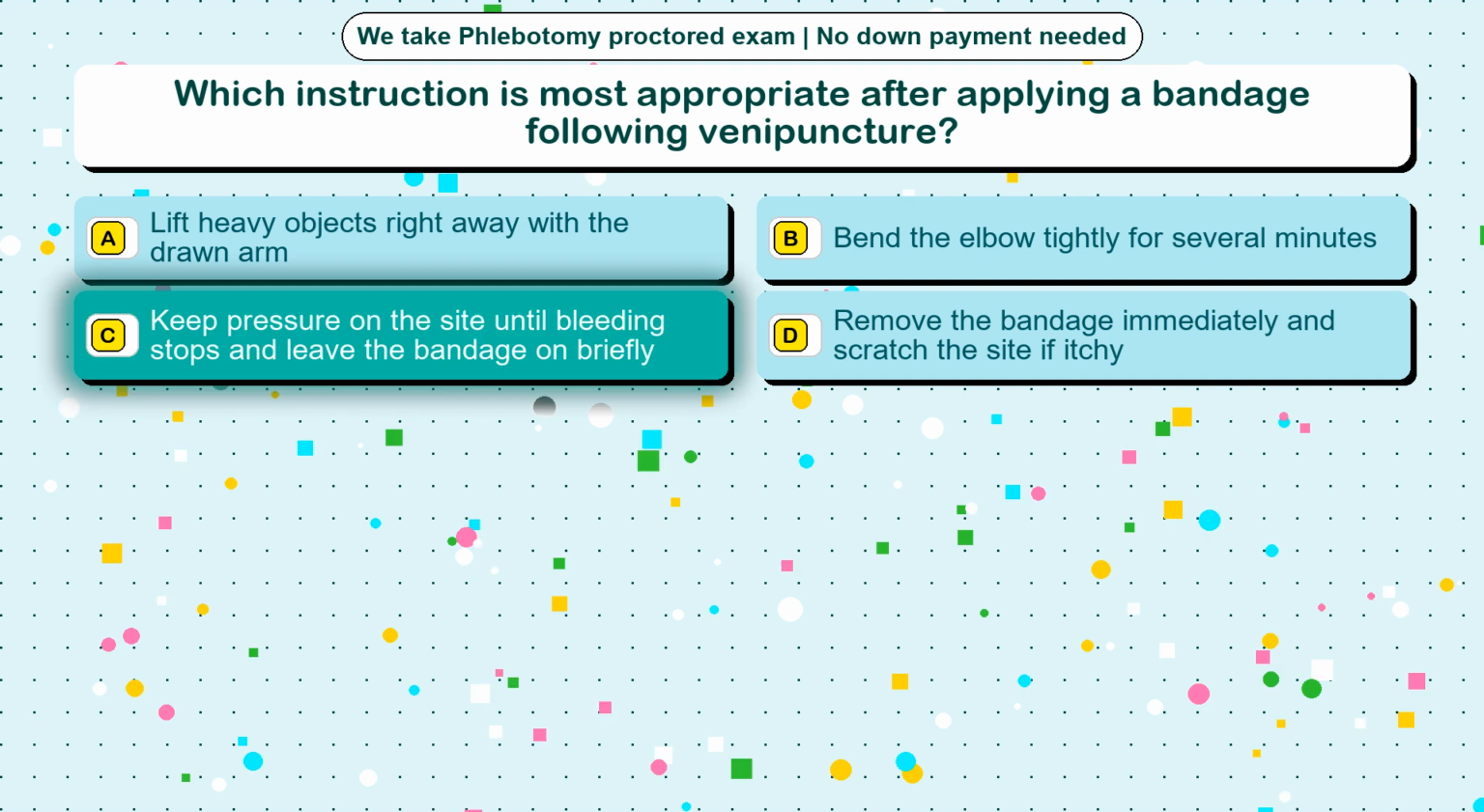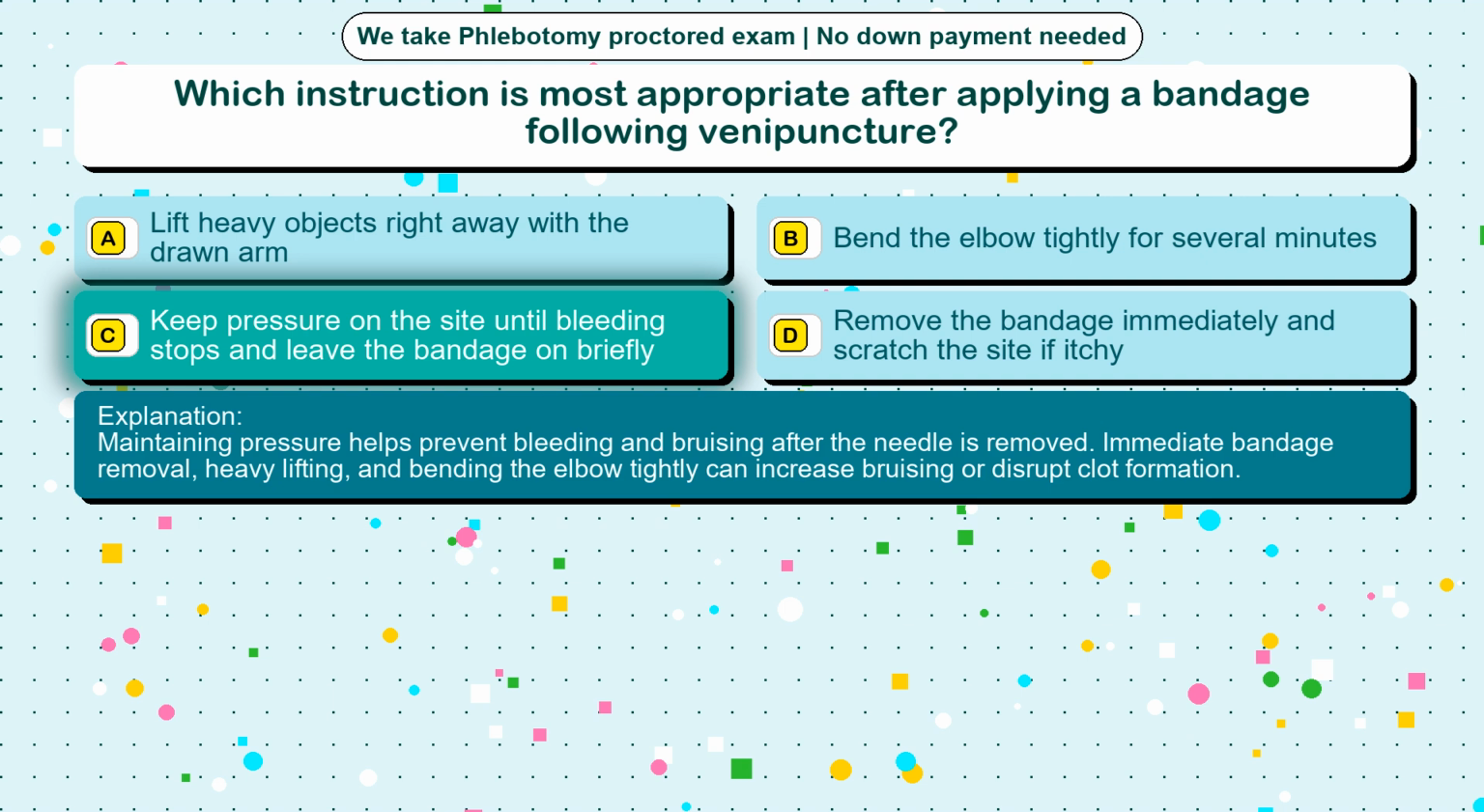The correct answer is option C, keep pressure on the site until bleeding stops and leave the bandage on briefly. Maintaining pressure helps prevent bleeding and bruising after the needle is removed. Immediate bandage removal, heavy lifting, and bending the elbow tightly can increase bruising or disrupt clot formation.